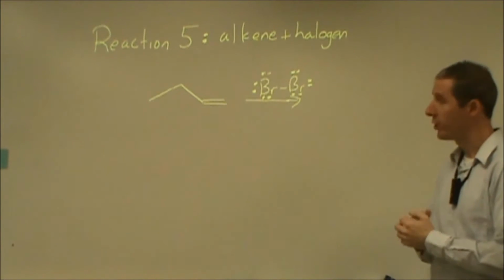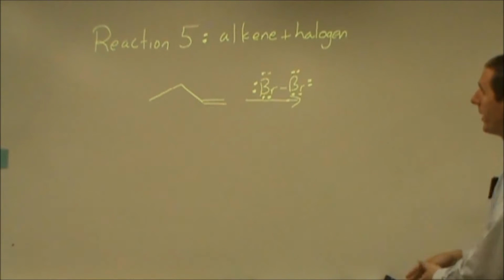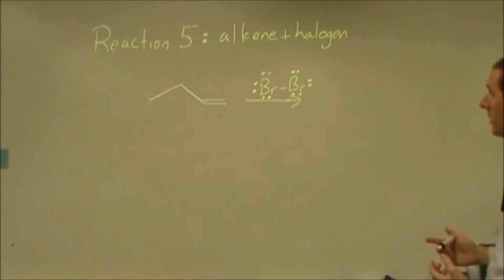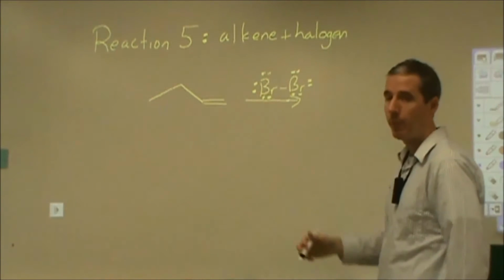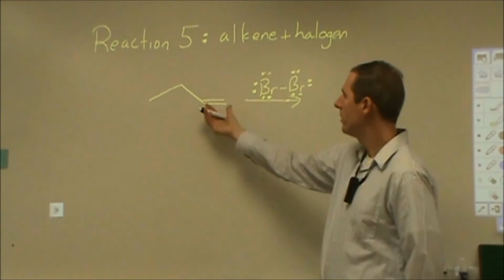Here we're going to go through reaction number 5 for organic chemistry reaction mechanisms. Here we're going to look at an alkene reacting with a halogen. And this is something that does not require a catalyst, and that's a big deal because we can use this type of reaction as a qualitative measure of whether or not we have units of unsaturation.